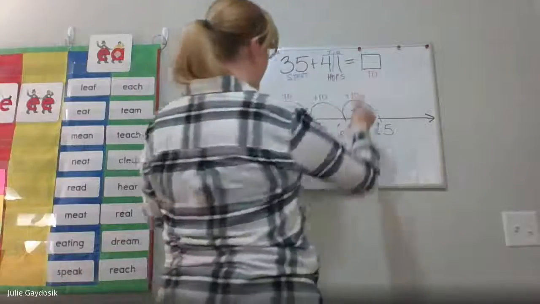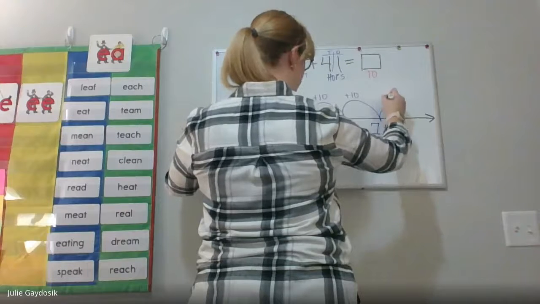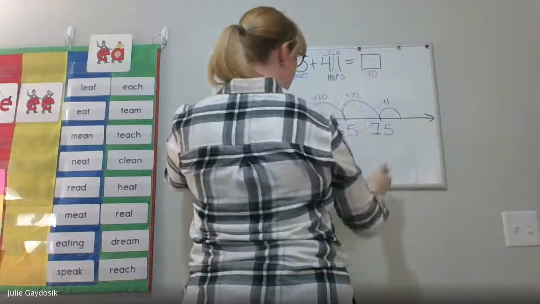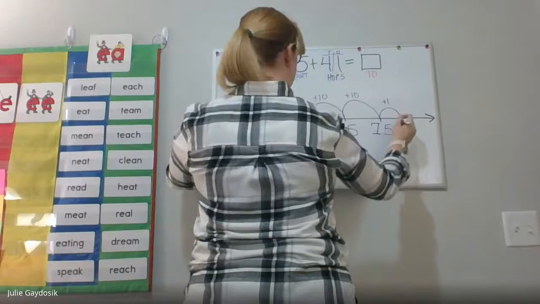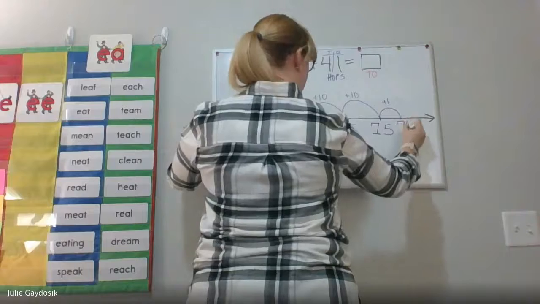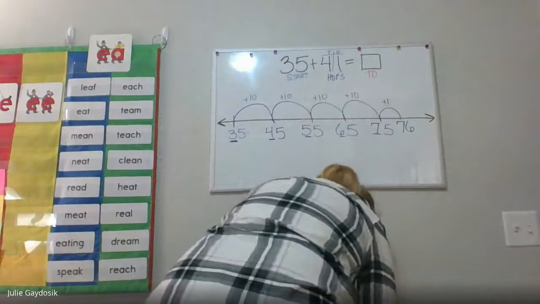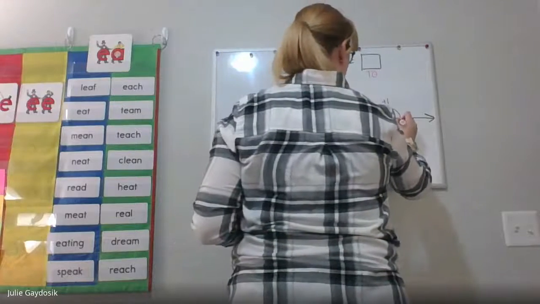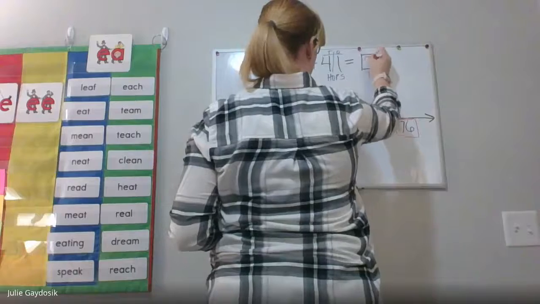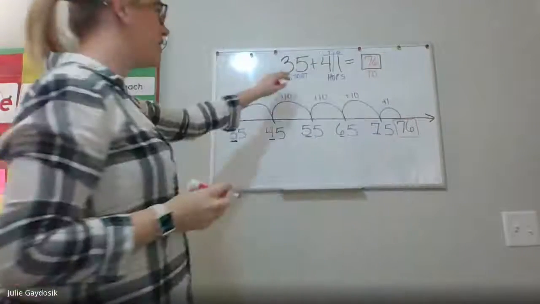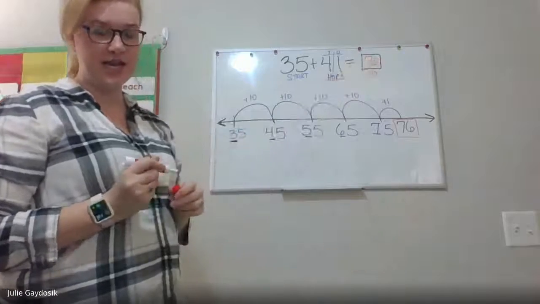Now we can't forget to add the 1, which is the plus 1, which is the ones, okay? 75, what is 1 after 75? 75, 76. That's right. So the number that I hopped to and stopped at is the number 76. So 35 plus 41 equals 76.